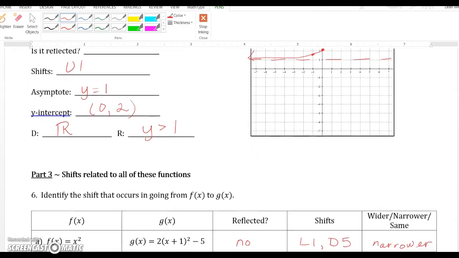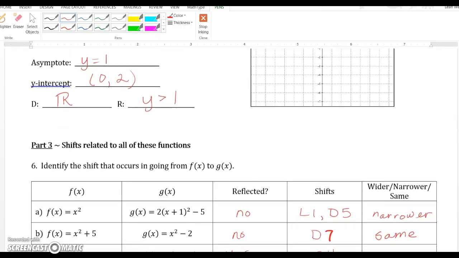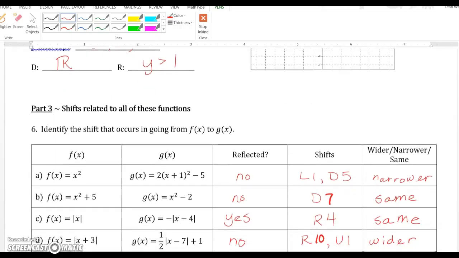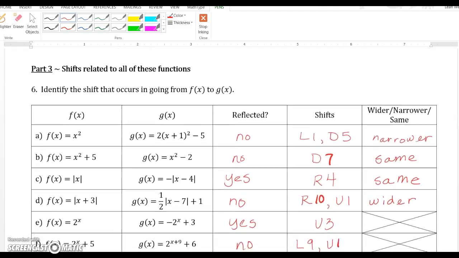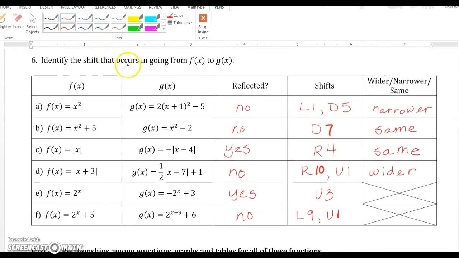All right, comparing one function to another. So we are, like it says here, identifying the shifts that occur in going from here to here. So first, when you look from here to here, as far as being reflected, they're both positive, so no, it's not reflected. Both positive, no. This one went from positive to negative, so yes, it's reflected. I'm going to give this little a value right out front.